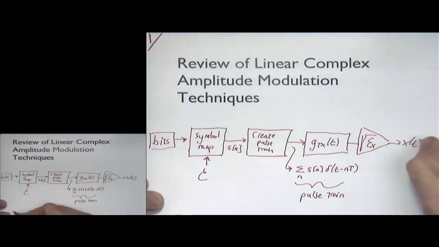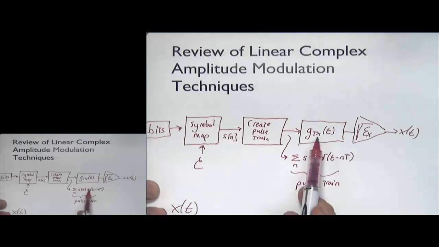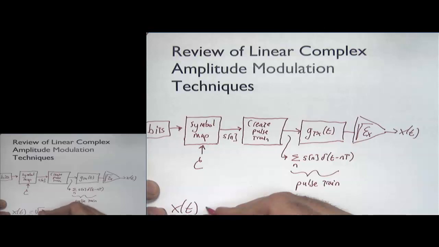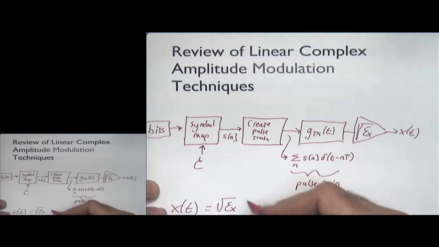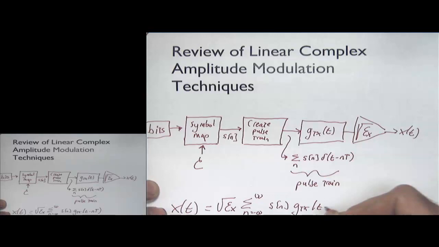Remember that our baseband signal x of t, if we convolve this pulse train with G_TX, we're going to put the G here and then scale the whole thing. So the transmit complex baseband signal looks like this: sum over n, s of n, G_TX of t minus nT. We call this complex pulse amplitude modulation because these are complex. This is a pulse, and this is a type of digital modulation. So that's what we're considering for the next few lectures.